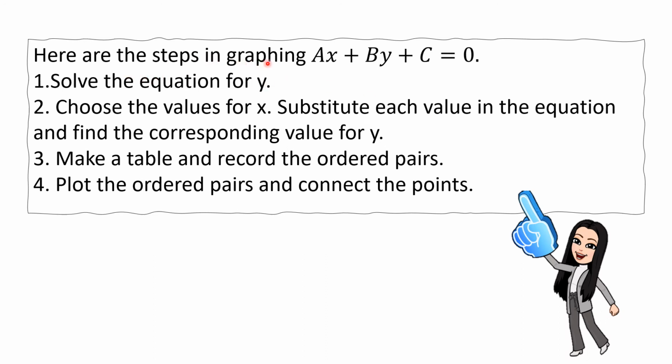Here are the steps in graphing ax plus by plus c equals 0. So, first is solve the equation for y, and then choose the values of x, substitute each value in the equation, and find the corresponding value for y. Number 3 is make a table and record the ordered pairs. And fourth is plot the ordered pairs and connect the points. Okay, so let's have an example para mas maintindihan niyo.